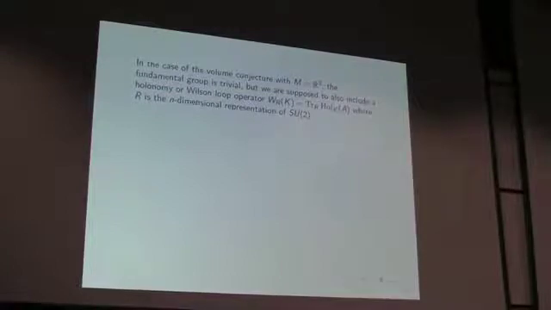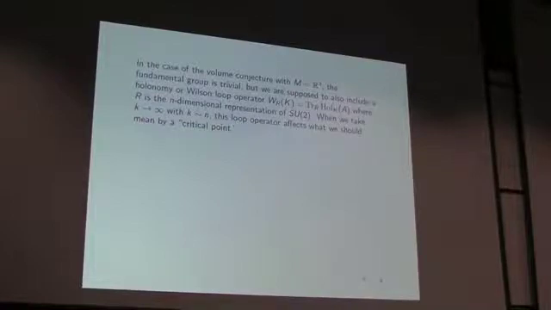Now, for the volume conjecture, we take the three manifold to be simply R3. So the fundamental group is trivial. But we're supposed to also include a holonomy or Wilson loop operator involving a trace in the n-dimensional representation. And we're taking that to be a very big representation because we take n to infinity together with k. So it turns out that the right notion of what you mean by a critical point is affected by the Wilson operator.